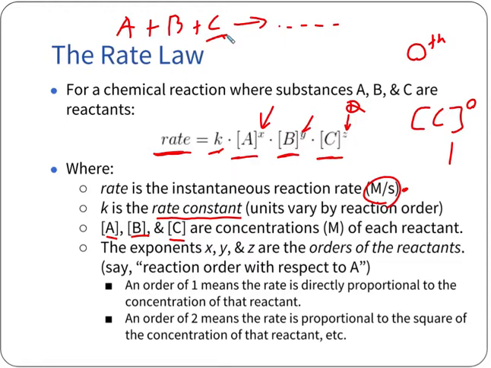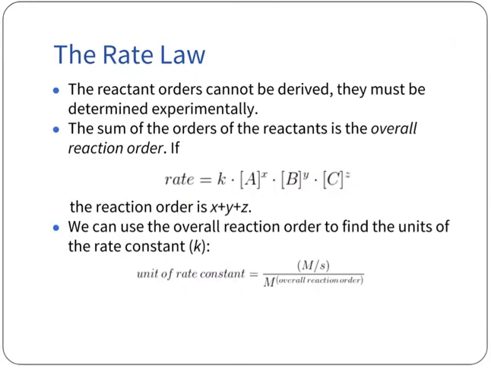So those are basically what we mean by the order of the reaction. These reactant orders cannot be derived. There is absolutely no way to look at, let's say, the balanced chemical equation or the types of substances that are there to figure out what the reactant orders are. We have to do it experimentally. You have to take a reaction, run that reaction, and measure what the rate is at different concentrations, and I'll show you how to do that later on with this method of initial rates.